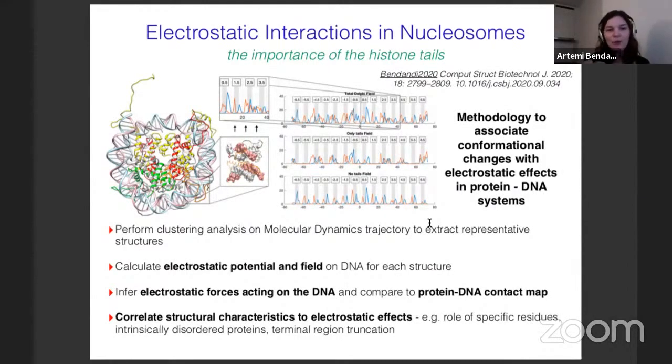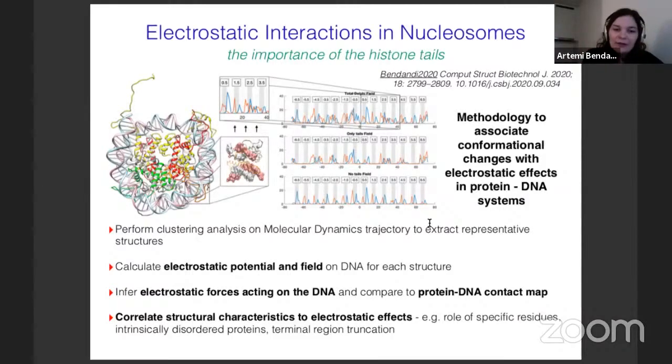So in the beginning, we performed some clustering analysis on a molecular dynamics trajectory, either that we have or that we can obtain, in order to extract representative structures. This gives us static structures, but which at the same time reflect the dynamics of the system. So we look at several, let's say, snapshots of what is happening.